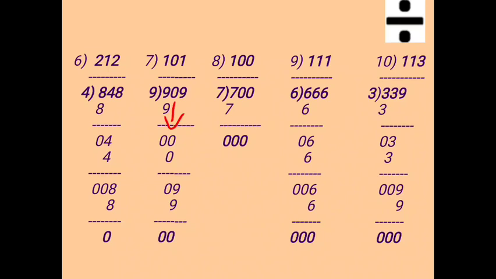After that, you have to check whether 0 is in the 9 table. No. So you have to go for 9 zeros are 0. So after that, you are going to subtract it. Then you will get 0. Then the next number you are going to bring down, that is 9. So you will get the number as 9.